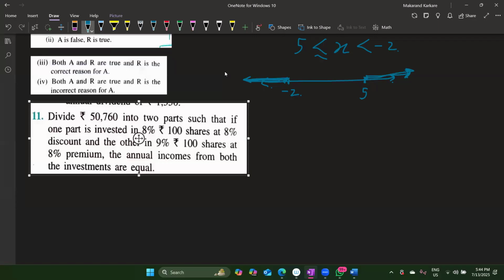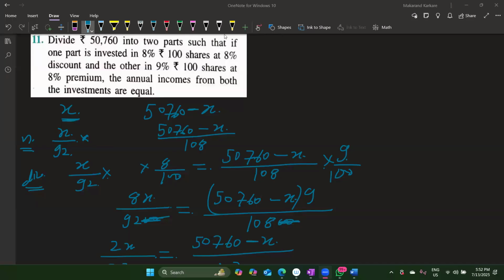So I am going to show you my working. Tell me if you did it in any different manner, just so we can look at the methods. So let them be x and 50,760 minus x. Number of shares in the first case are going to be x upon 92 because there is 8% discount. And number of shares in the second case is going to be 50,760 minus x upon 108.